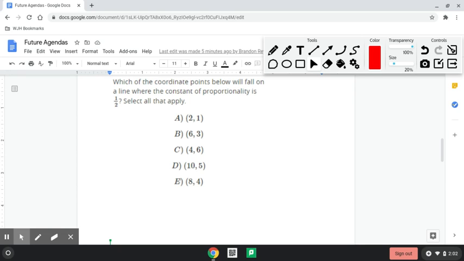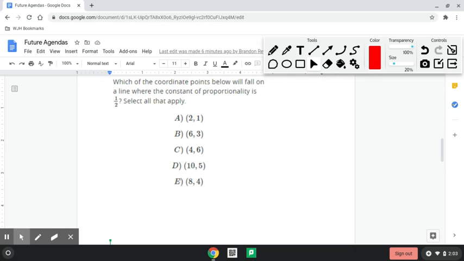Which of the coordinate points below will fall on a line where the constant of proportionality is 1/2? Select all that apply. So the question here is whether you know how to make a graph when you know the constant of proportionality. Now the first step in doing that is you want to make a table.